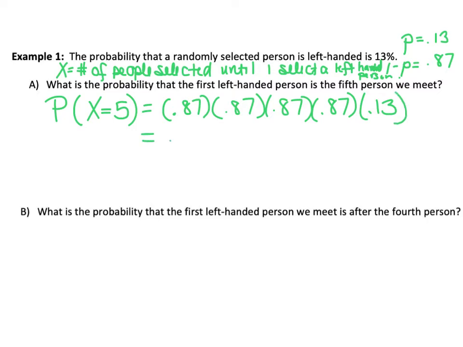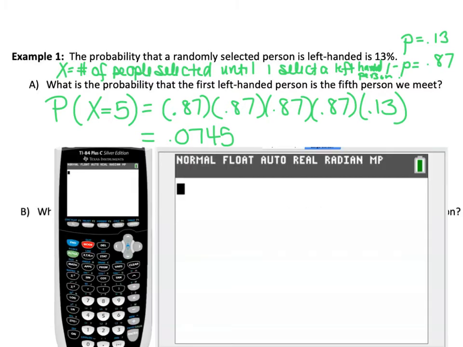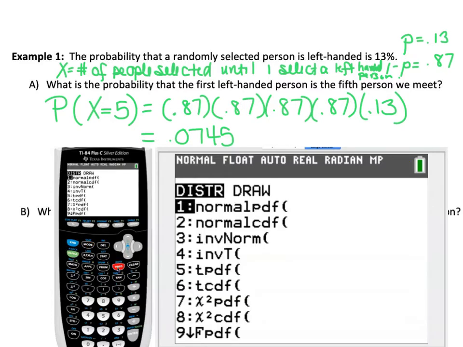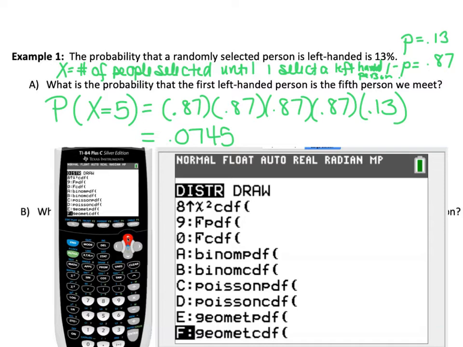Toss that in the calculator and I get 0.0745. But because I have now identified that this is geometric, I can actually do this on my graphing calculator. So I'll show you the series of buttons to hit. Geometric probability on a calculator, you hit second vars, it's hidden in distribution. And if you scroll down, or actually it's easier to go up, there's two options, geometric PDF and geometric CDF.